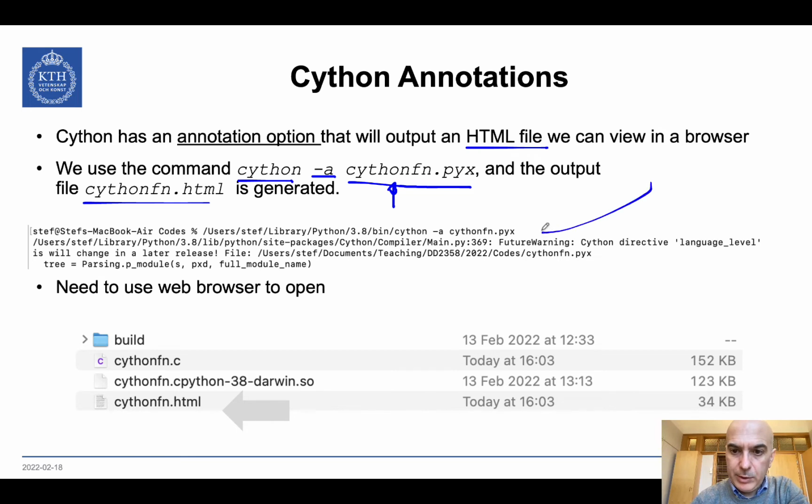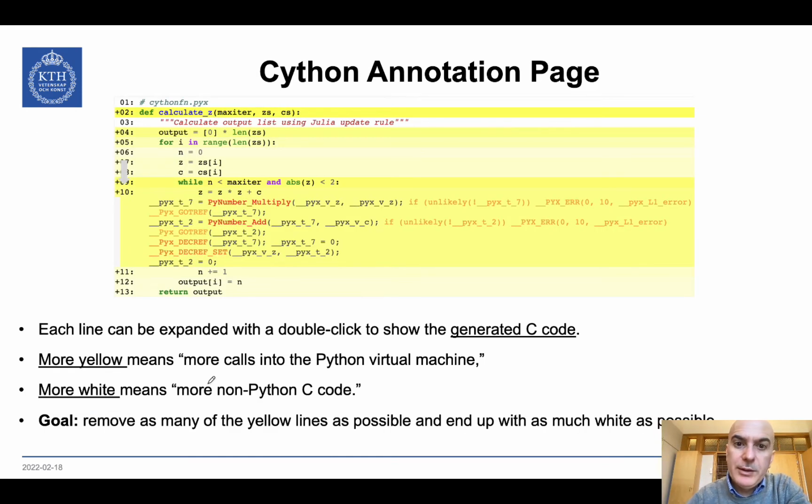Here is an example on my laptop. I call cython -a and then I put the function that we want to compile, so cython -a fn.pyx. As you can see here, there's some warning, and then it generated this cython fn.html, that is the web page that we can open using a web browser to analyze the code. So if I open that HTML file with my web browser, I will see something very similar to what I see here on this slide.